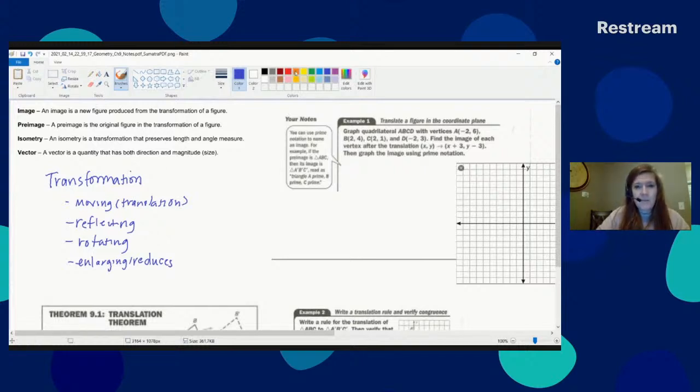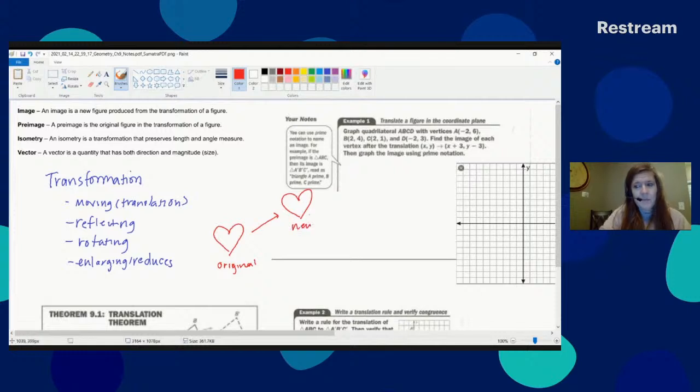The other thing I wanted to review with you, in honor of Valentine's Day: let's say we have a heart, and I move that heart to a new spot on my screen, which would be a translation. So what I've done is I've moved this over. This is my original, and this is my new spot.